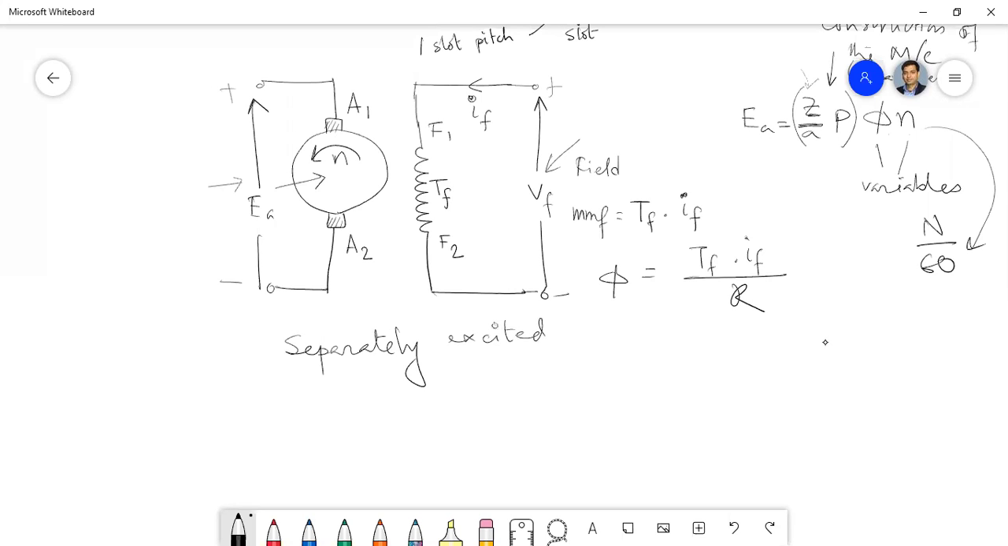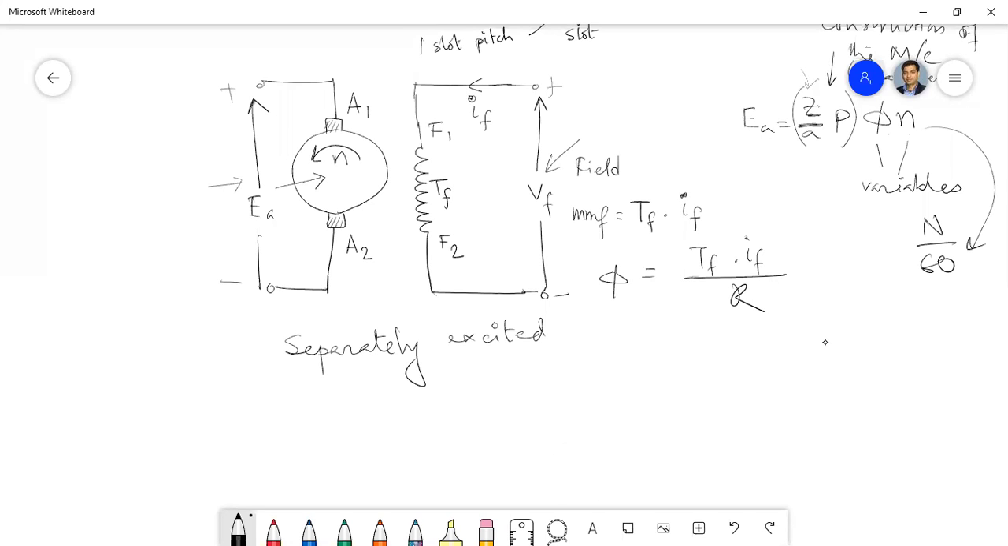Here the field coil or the field winding is excited separately. Now you'll ask me what is the other arrangement? Can you tell me what can be another arrangement? Well, sir, we can connect the field to the EA. That means the induced voltage can itself excite the field coil, sir.